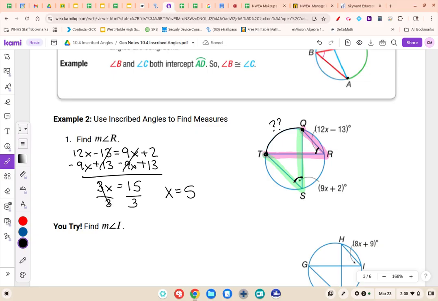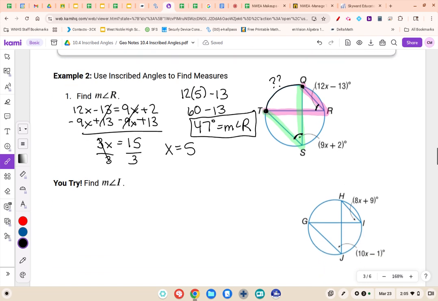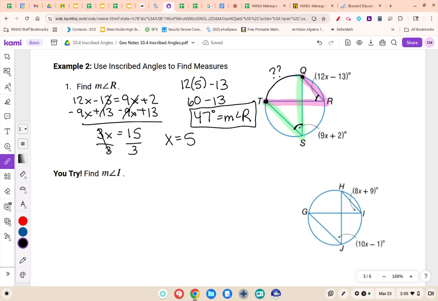I do have to plug this back in because it is asking me for angle R. So angle R is 12 times 5 minus 13, or 20 minus 13, which is 47 degrees for the measure of angle R. We also know angle S has to be equal to that because they are congruent. All right, go ahead and pause, find angle I.